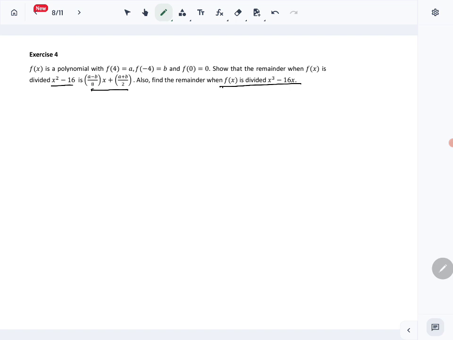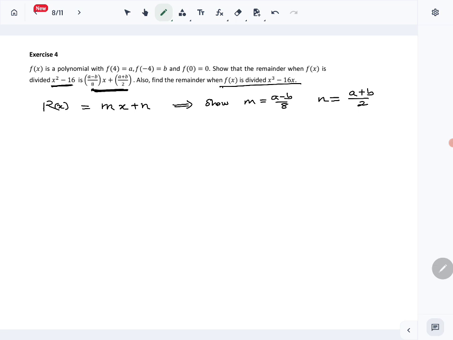So this is the remainder we have to show, right? Because the divisor is second degree, the remainder has to be linear, no? That is why it's a minus b over 8 times x plus a constant. So we'll take it as mx plus n, and we have to show m equals a minus b over 8 and n equals a plus b over 2. That is what we need to show, right?